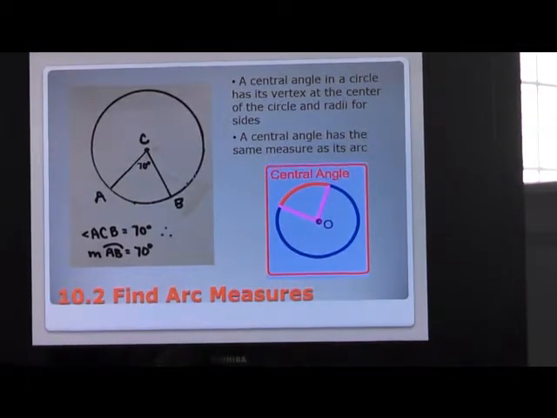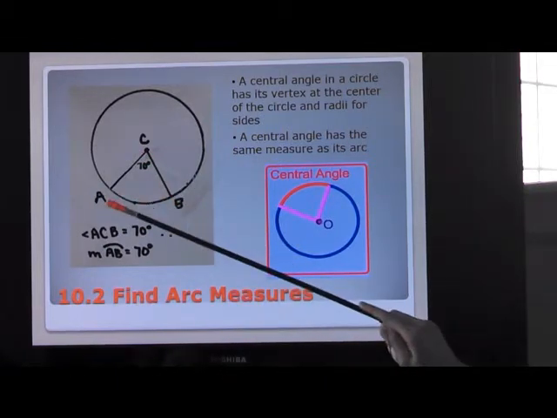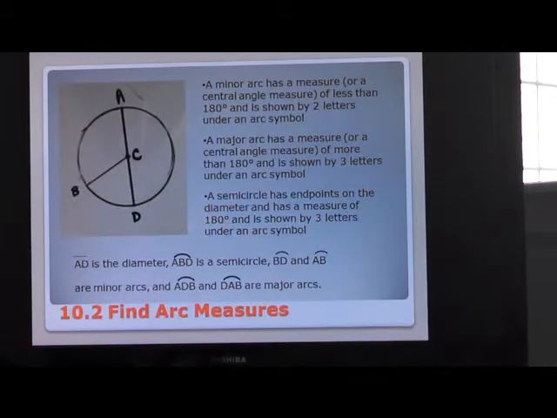The first lesson part is that a central angle has a vertex at the center of the circle and 2 radii to make up the sides, and its included angle is the same degree as the central angle. A minor arc has a measure of less than 180 degrees, and a major arc has a measure of more than 180 degrees. A semicircle has a measure of exactly 180 degrees, and a major arc and semicircle are shown under an arc symbol by 3 letters, while a minor arc is shown with 2 letters.